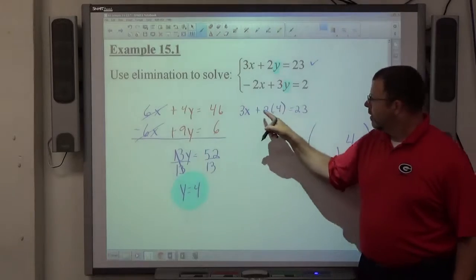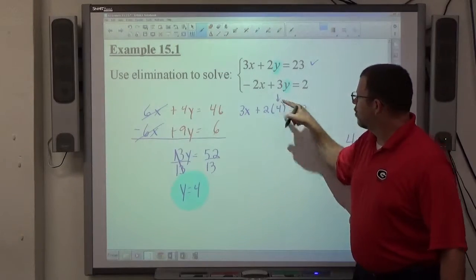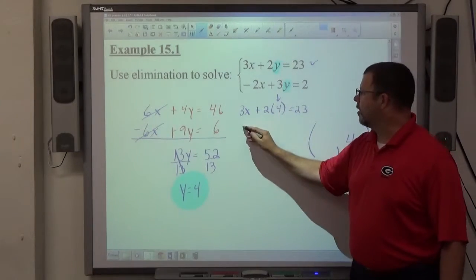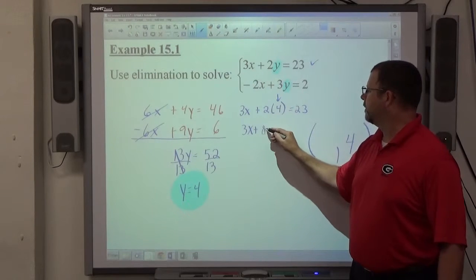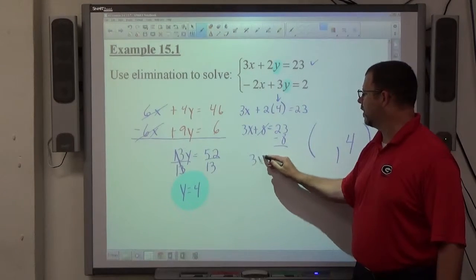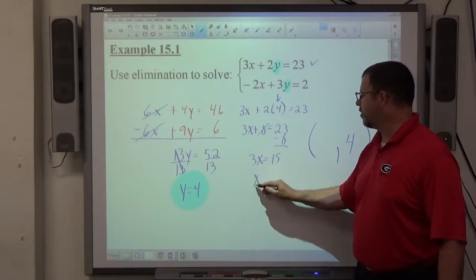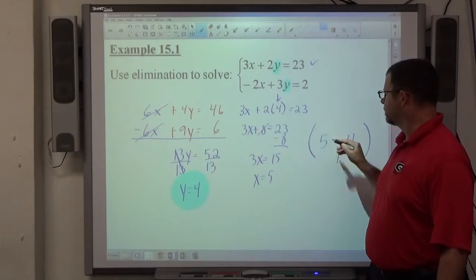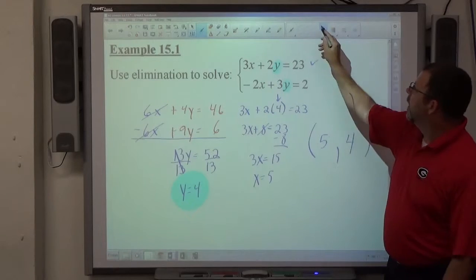All right? Again, y equals 4. Change y to a 4. Now I've got an x equation. 3x plus 8 equals 23. We move the 8 over to the other side. 3x equals 15. We divide by 3, we get x equals 5. The end.